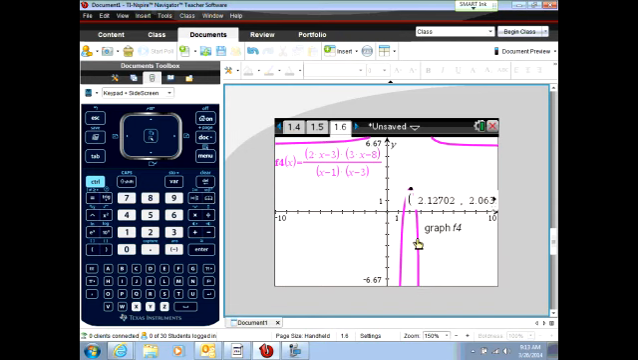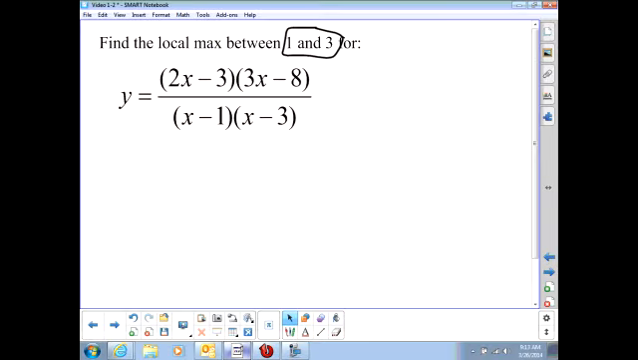So if I said, where does the local maximum occur, we would give an x value. We would give 2.12702. If I asked, what is that maximum value, then that means the y value, so 2.06351. So Menu, Analyze Graph, Maximum can help you find a maximum on the calculator.